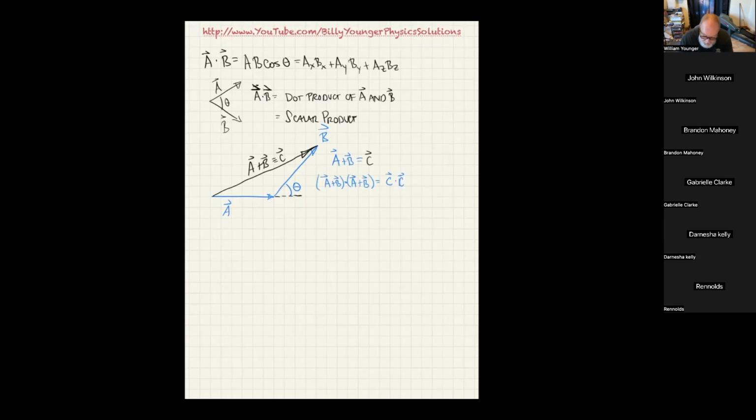So for starters, this is a linear operator. That's something that we're going to come back to over and over, but it also just behaves like other things. So the FOIL method is necessary. So I do A dot A for when the first term hits the first term. And then I do A dot B.